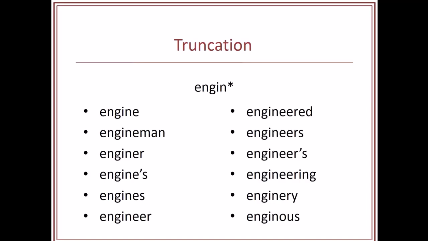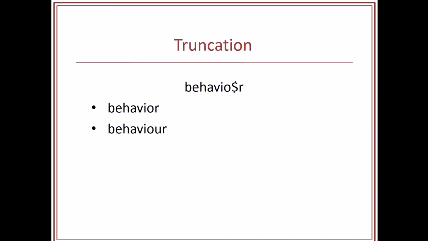For example, using the asterisk to replace any character after the root word engine will return many endings of the word. And using a dollar sign to replace 0 or 1 character will return both the American and British spellings of the word behavior. Again, check the tool's help to find out which truncation symbols are supported.